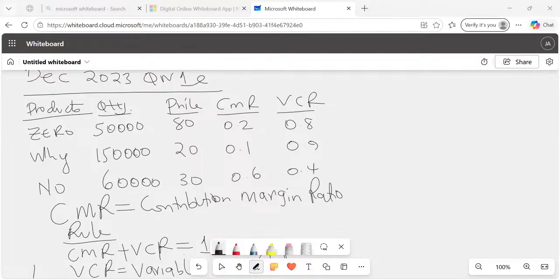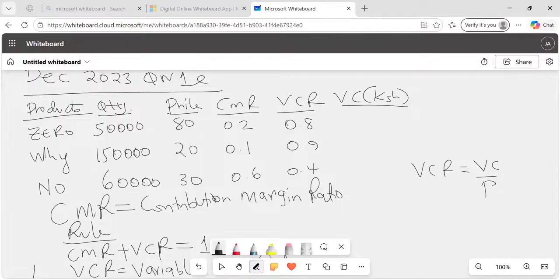Thank you so much. Now that you've been able to get the VCRs, I want you to give me the VC in Kenya shillings. VC is variable cost. Mwalimu, this is really easy. Because we know that VCR is VC over price. Anytime they want us to give them variable cost ratio, we take variable cost over the selling price.